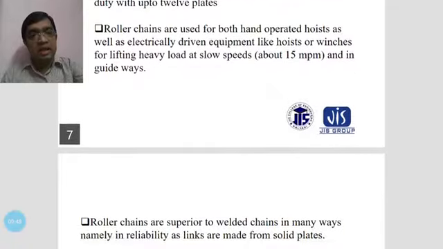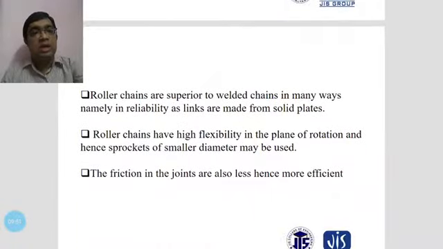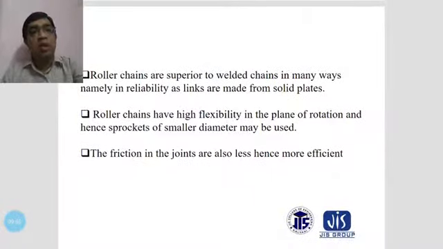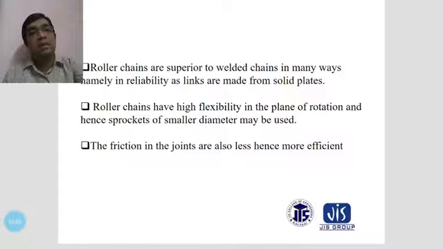Another thing you can say is that roller chains are superior to welded chains in many ways, namely in reliability, as the links are made from solid plates. And roller chains have high flexibility in the plane of orientation, hence sprockets of smaller diameters may be used. There will be different orientations and different sprockets used.